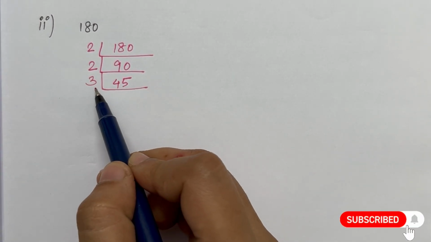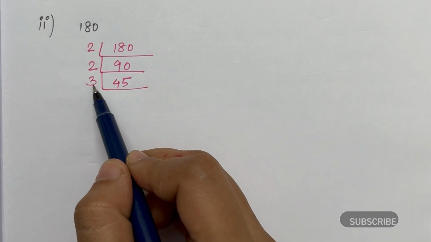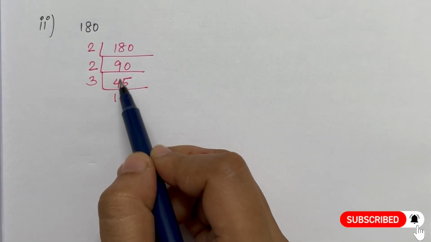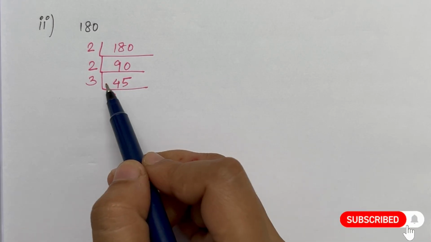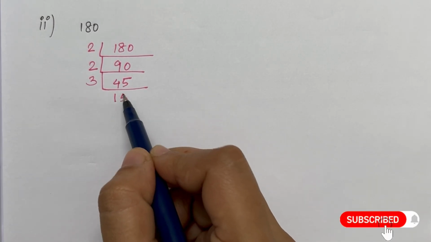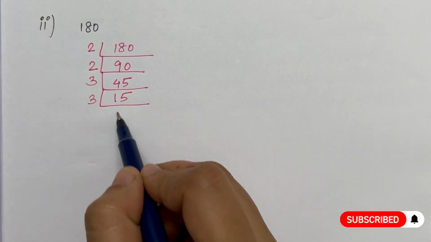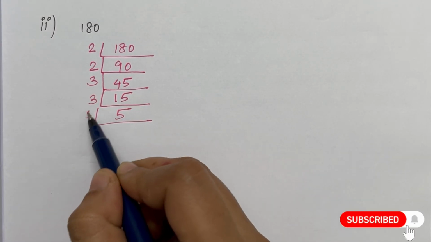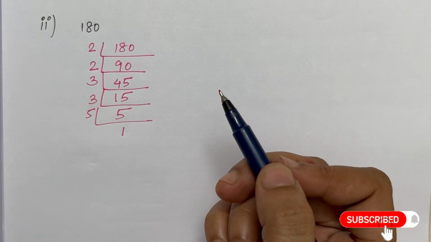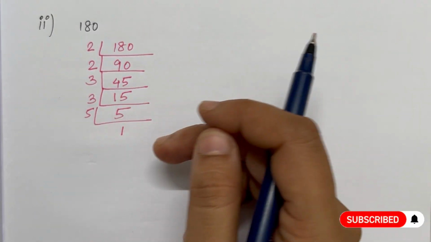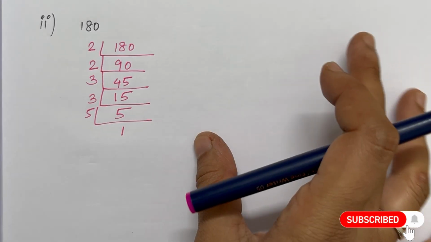So how many times? In the table of 3, 4 will not come. 3 will come one time. 1 left here. So 1 5 15. Again 15 will come 5 times. Now 15 is again divisible by 3 5 times, and 5 is divisible by 5 one time. Okay, now we have found all the factors, all the prime factors of 180.